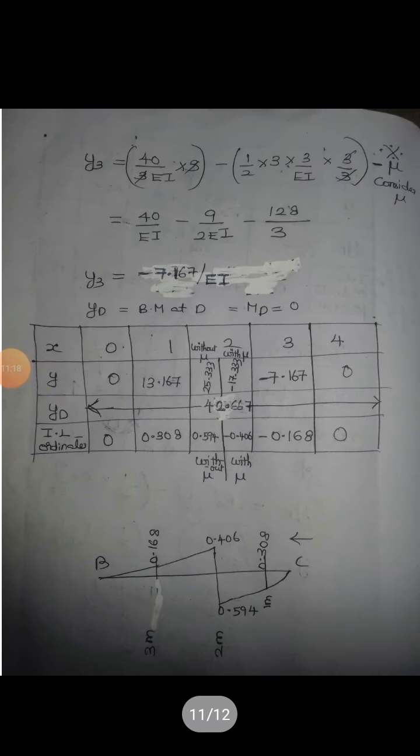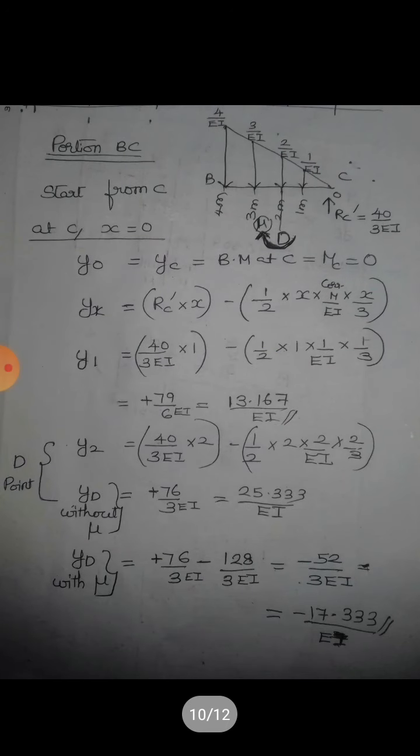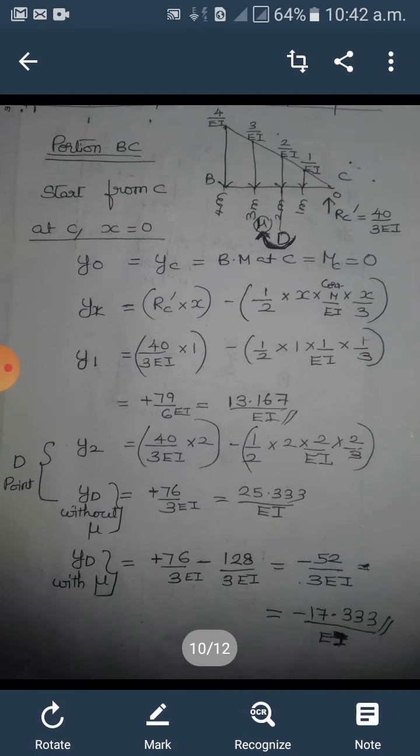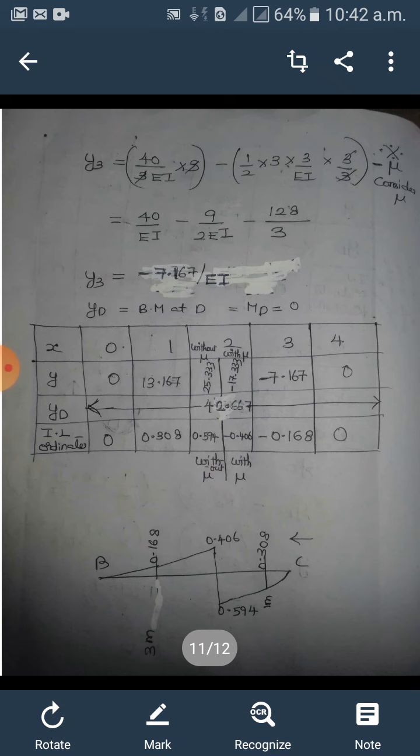And then y3 also you have to consider mu, because you see here the diagram, from 0 to 1 you need not consider mu, but at 2 and beyond that, 3, you have to consider mu. So the general formula, RC dash into 3 minus half into 3 by EI into 3 by 3, and then you have to include mu. As I told you earlier, it's a hogging moment, so negative sign you have to consider. You get y3 equal to minus 7.167, and yd is again x equal to 4 meter, and here the bending moment at B, sorry, it is not D, it is bending moment at B equal to 0.